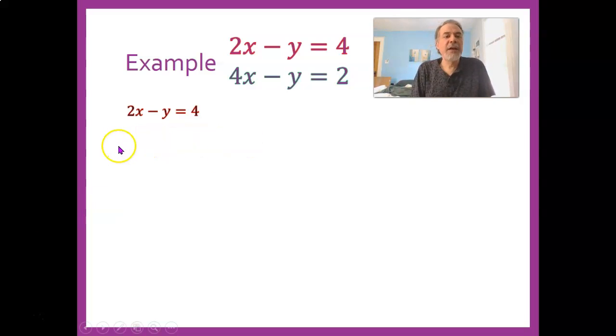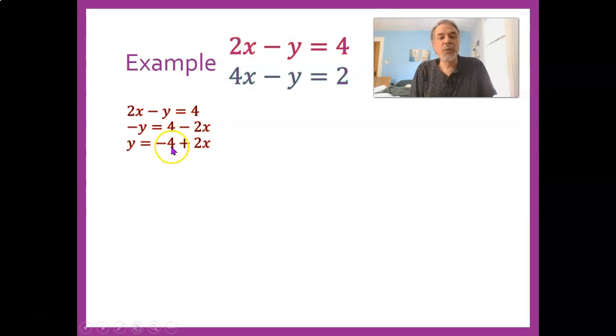So to do that, first I will subtract 2x on both sides. So that would be negative y equals 4 minus 2x. And then I don't want negative y, I want y. So I'm going to divide both sides by negative 1. And I get y equals negative 4 plus positive 2x.